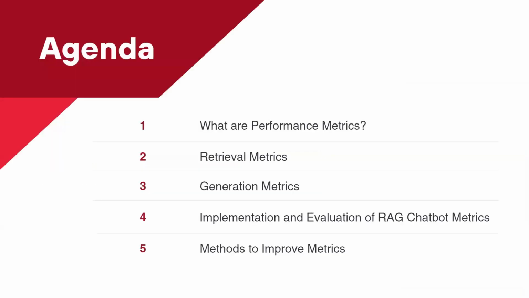Today we will firstly discuss what the performance metrics are, then we will talk about the different types of retrieval metrics, and then we'll talk about the generation metrics. Then we will implement all these metrics to evaluate a RAG-based chatbot, which I have built in my previous tutorial, and then we will see some improvement strategies to improve these performance metrics.